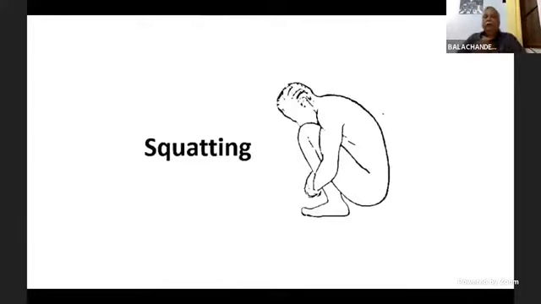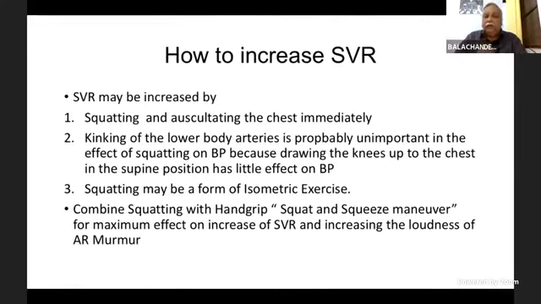Now let us come to squatting, which is an important thing as far as HOCM is concerned, again a dynamic auscultation. So how to increase SVR? SVR can be increased by squatting and auscultating the chest immediately. Why? What happens? Kinking of the lower body arteries is probably unimportant. That's an important thing to remember, because in tetralogy of Fallot you always say kinking. But here, the effect of squatting on BP is because you are drawing the knees up to the abdomen, and this also has a little effect on the BP.